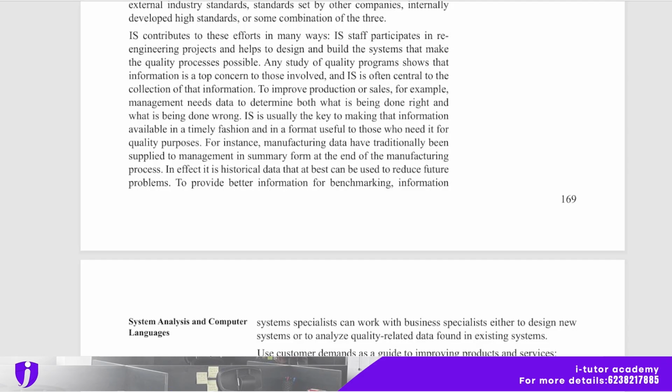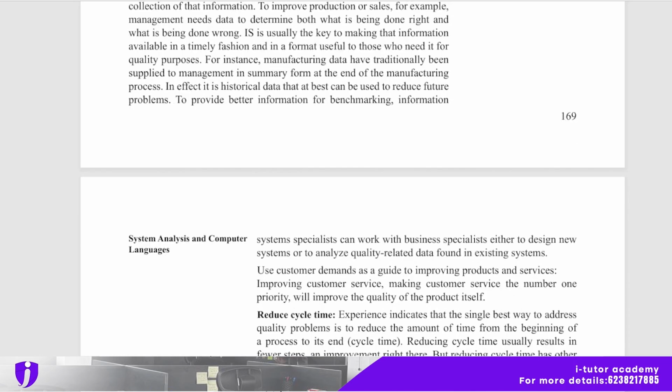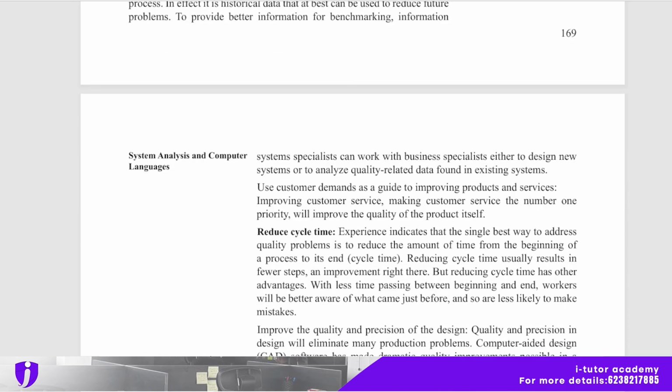To improve production or sales, for example, management needs data to determine both what is being done right and what is being done wrong. And IS is usually the key to making that information available in a timely fashion and in a format useful to those who need it for quality purposes. And reduce cycle time.